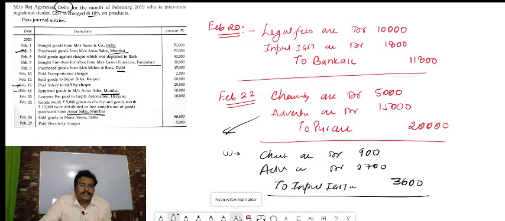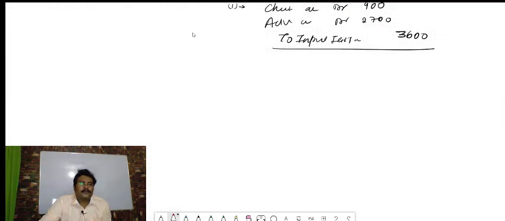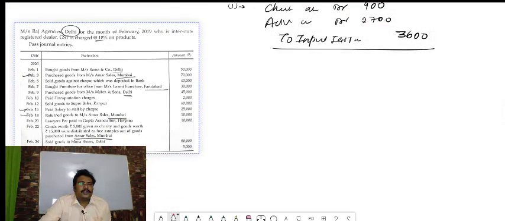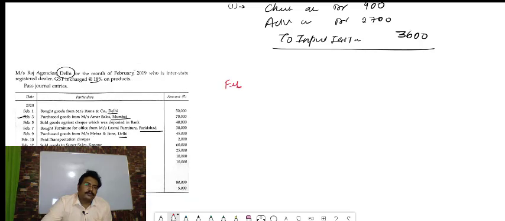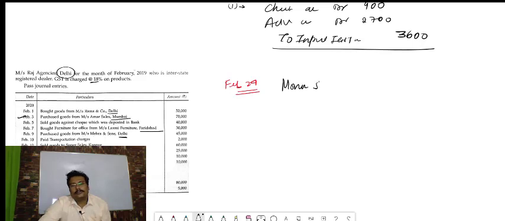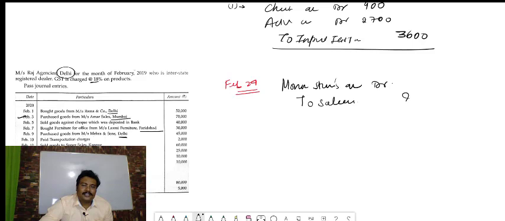Now the last one, second last, February 24. Feb 24. Sold goods to Muna Store, Delhi. More simple, sorry. So it is what? Sold goods to Muna Store, bacha. Muna Store accounts debit. How much? To sales account. We sold the goods 80,000.